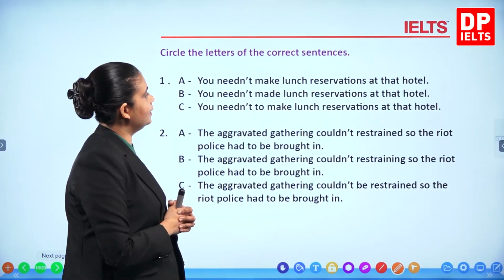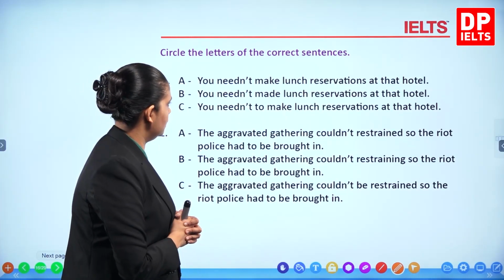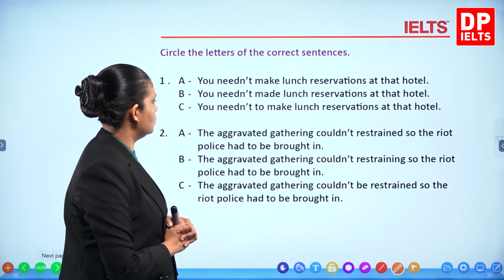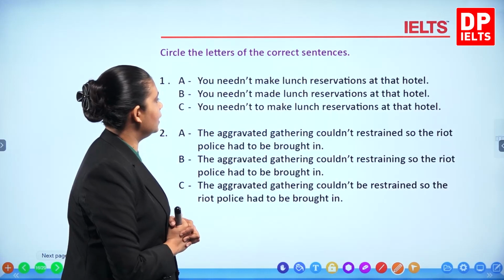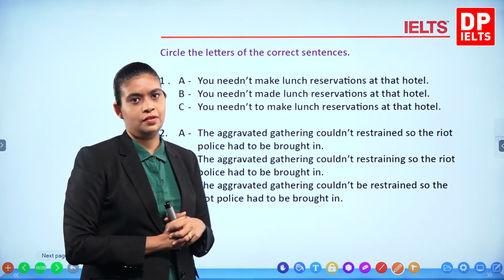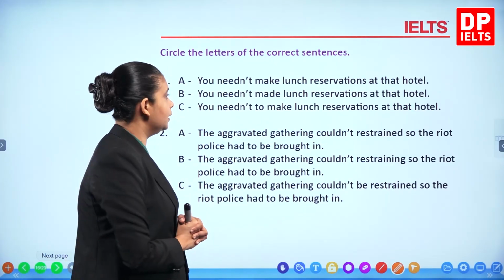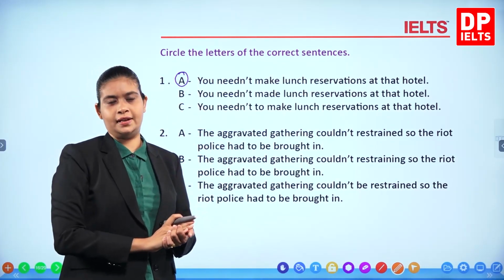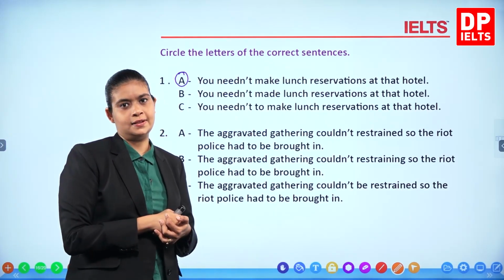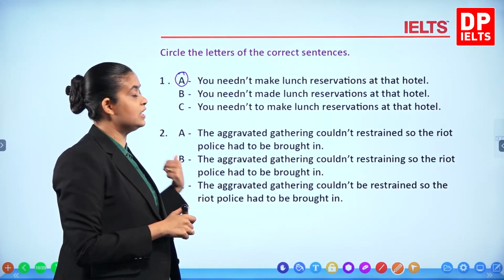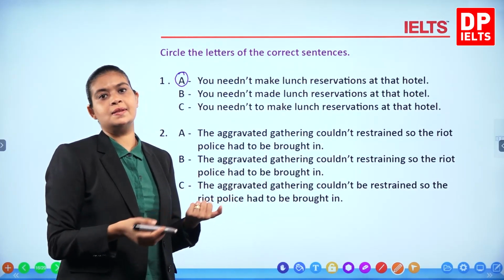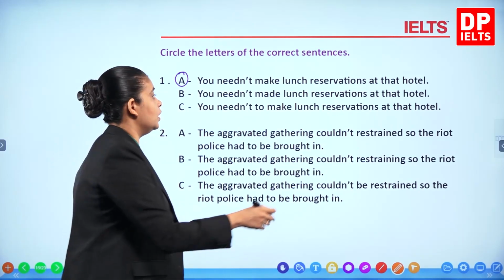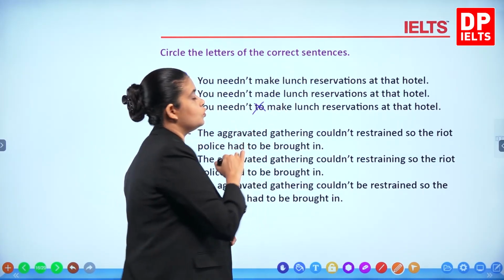You needn't make lunch reservations at the hotel. You needn't made lunch reservations at the hotel. You needn't to make lunch reservations at the hotel. Now here, I'm going to say A is the only correct one. Why is that? When you have need to, that is the positive form. But remember, when it is in the negative form, we don't need to write "to".